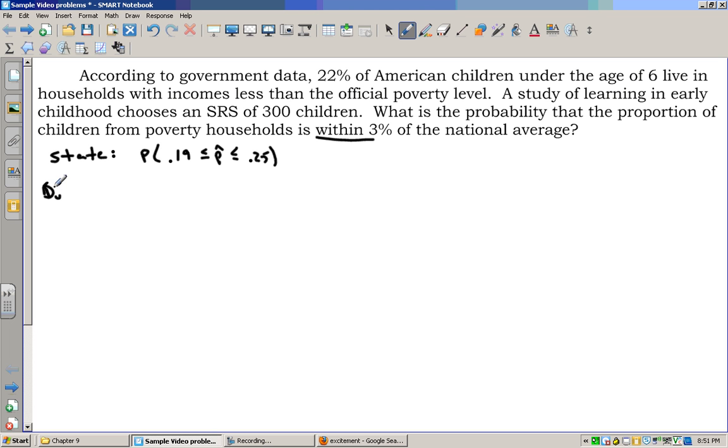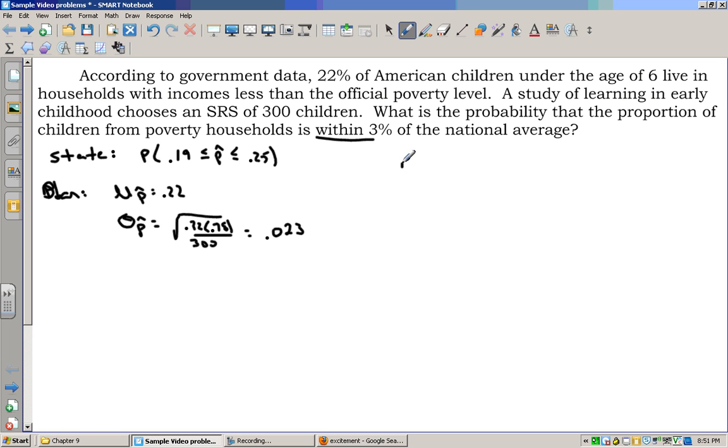Okay, so now we're going to plan. So what are they telling us? Well, they're telling us that the mean of all the p hats is 0.22. And we can calculate that the standard deviation is going to be the square root of 0.22 times 0.78 divided by the sample size, which is 300. Okay, so use your calculator, plug all that in, and I got an answer of 0.023.